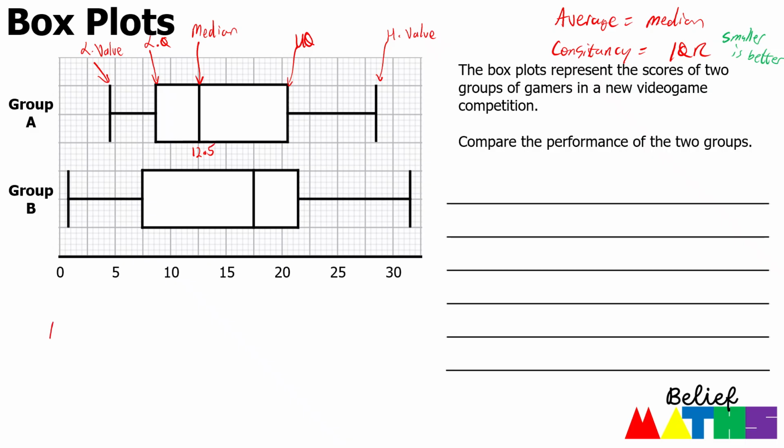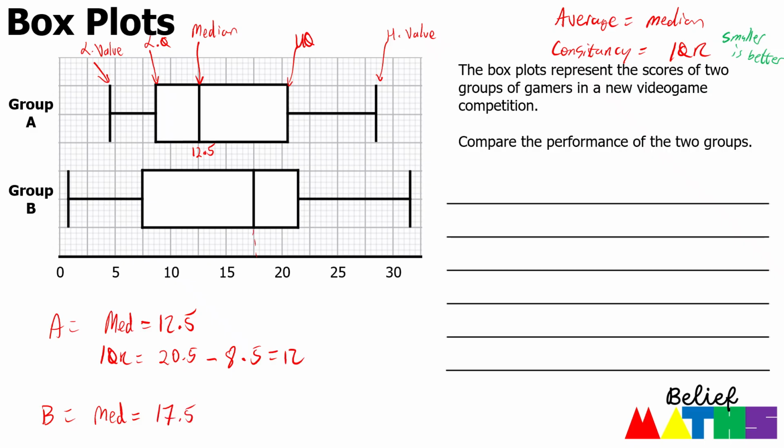So let's put it all down here. So group A, we have a median of 12.5, and we have an interquartile range. And again, we're looking at our upper quartile minus our lower quartile. So that's going to be 20.5 minus 8.5 to give us 12. And group B, we have a median of, again, looking at the middle here, that's 17.5. And then our interquartile range, again looking at our upper quartile minus our lower quartile, and our upper quartile for that is 21.5, and our lower quartile is 7.5. So that gives us 14 as our interquartile range.